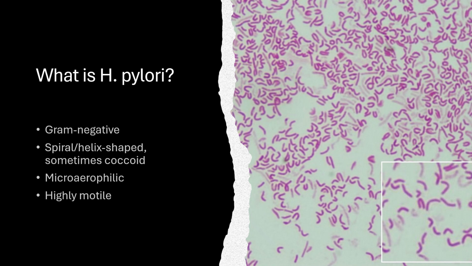H. pylori is a gram-negative bacterium that thrives in the stomach. It has a spiral or helix shape, although it can sometimes take on a coccoid form when stressed out. It's also microaerophilic, meaning it prefers a low oxygen environment, which makes the stomach a perfect place for it to live. Finally, it's highly motile, which helps it move through the thick mucus in the stomach.